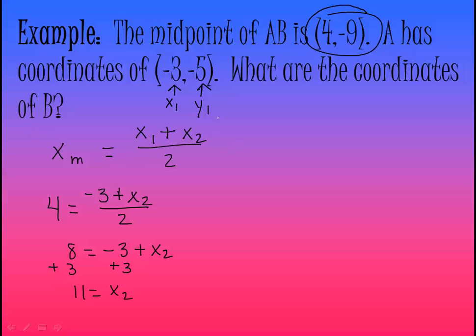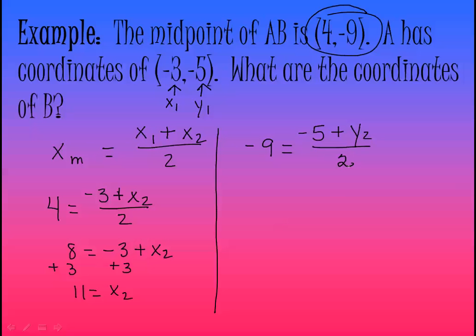I can now do the same thing to solve for y. -9 is the y value of the midpoint. So -9 is the answer that I get when I take y number 1 and y number 2 and add them together. I don't know what y number 2 is, so I leave that as a variable. And I divide by 2.